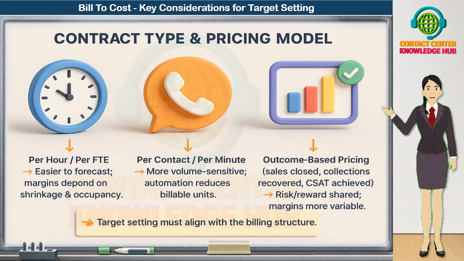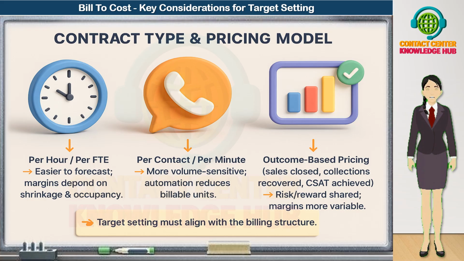First, per hour or per FTE pricing. This model is typically easier to forecast because revenue is tied to the number of staffed hours. However, margins depend heavily on shrinkage control, occupancy levels, and schedule efficiency. Second, per contact or per minute pricing. Here, the model becomes volume sensitive. If volumes drop, revenue drops. And when automation or self-service increases, the number of billable units decreases, which can put pressure on margins.